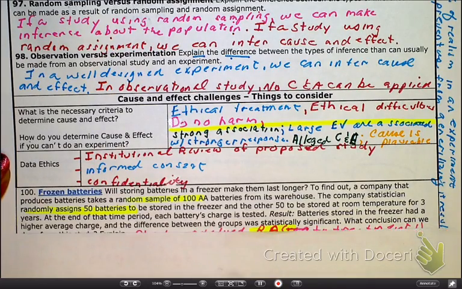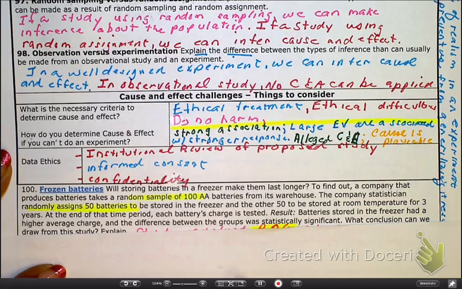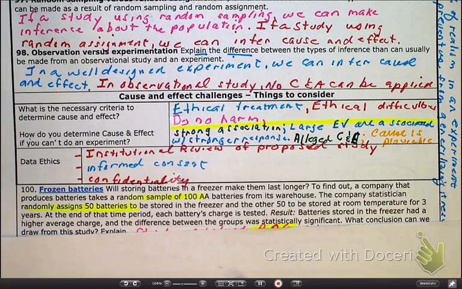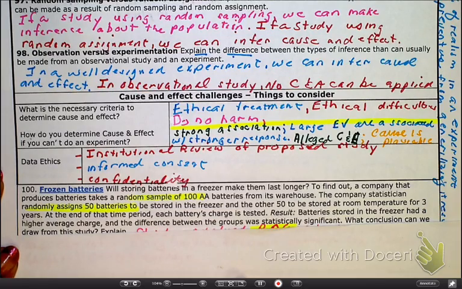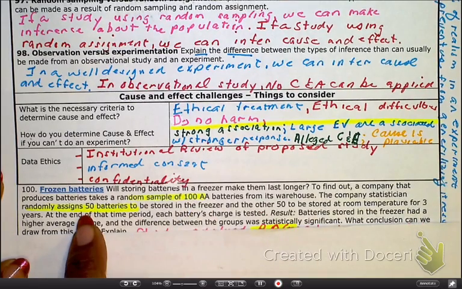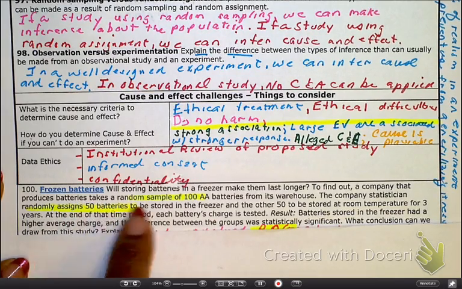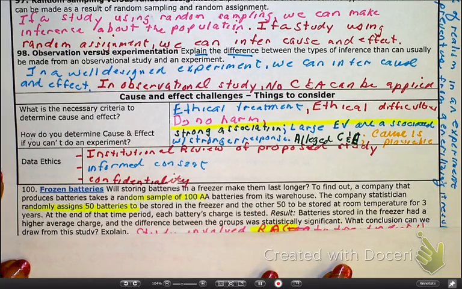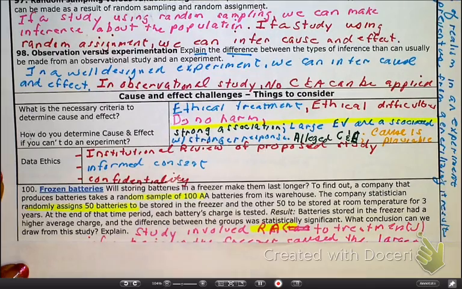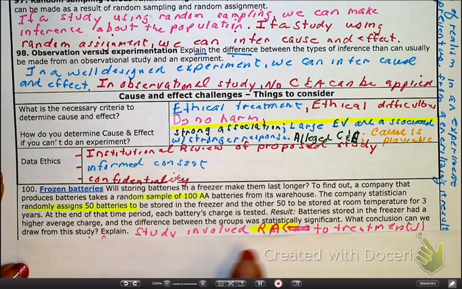As we look at 100, the question is, what conclusion can be drawn from this study? So go ahead and read the study. Okay, so we see what's happening here: we have a company. They've taken randomly selected 100 AA batteries, and the statistician randomly assigns, so here's your experiment, 50 batteries to be stored in the freezer and the other 50 to be room temperature. At the end of the study, they tested each battery.